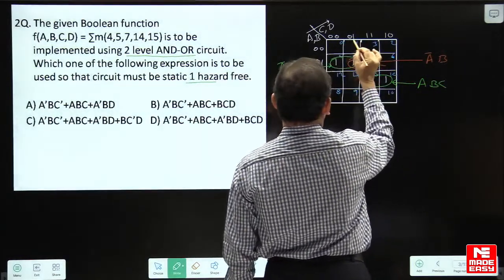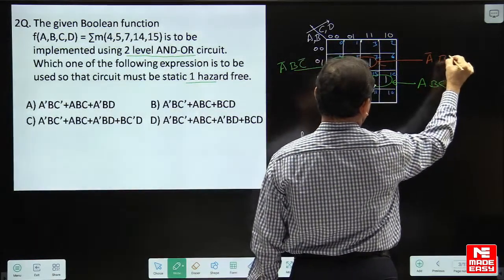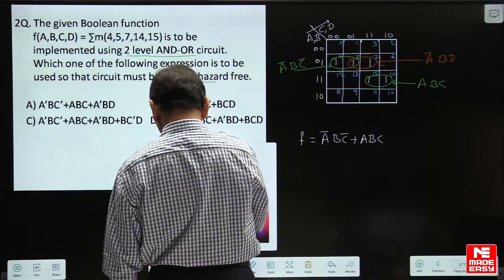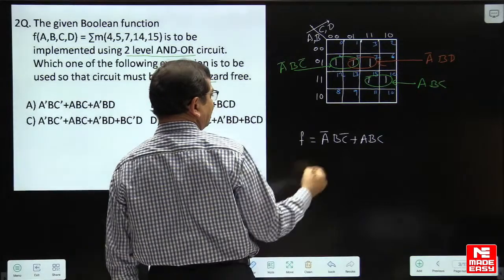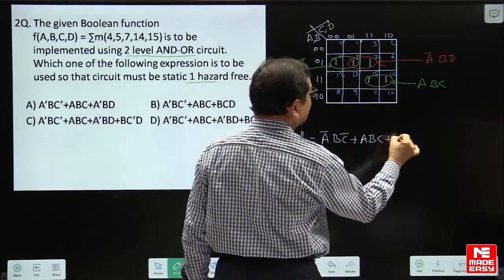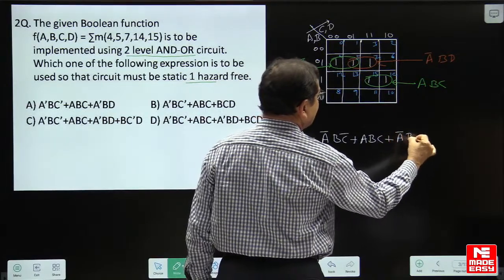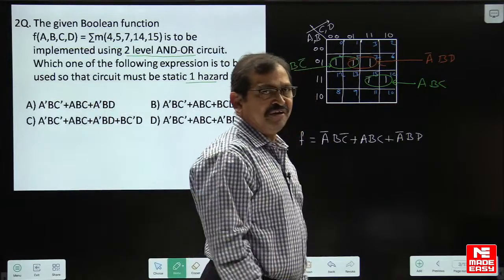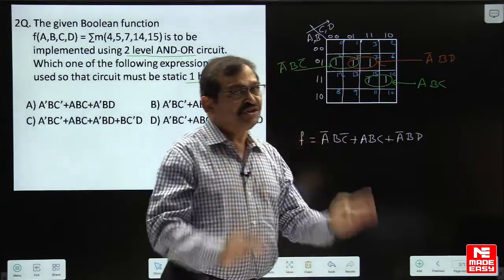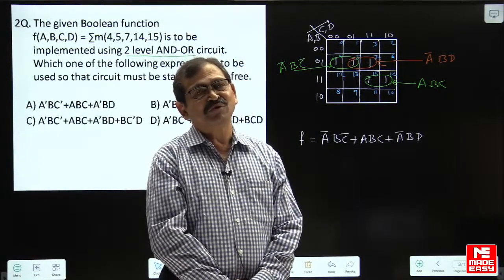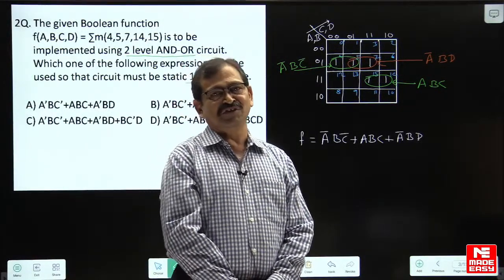Sorry, A complement B and with D. So if we are using the expression A complement B, C complement, or with ABC, or with A complement BD, then of course it is option A. But the question here is that the circuit we are developing is supposed to be a static one hazard free circuit.